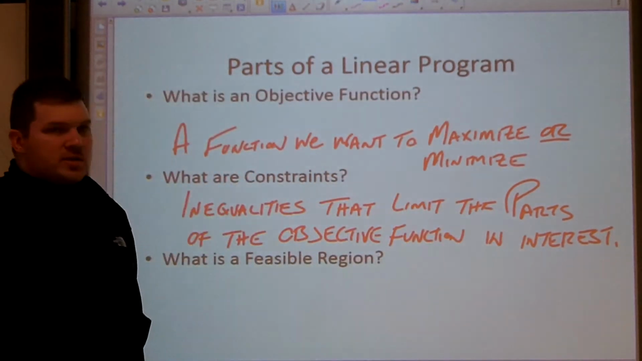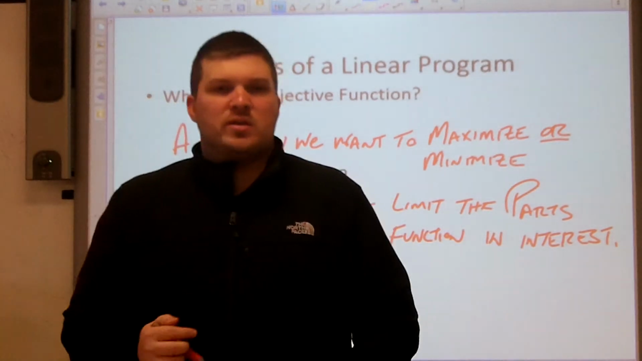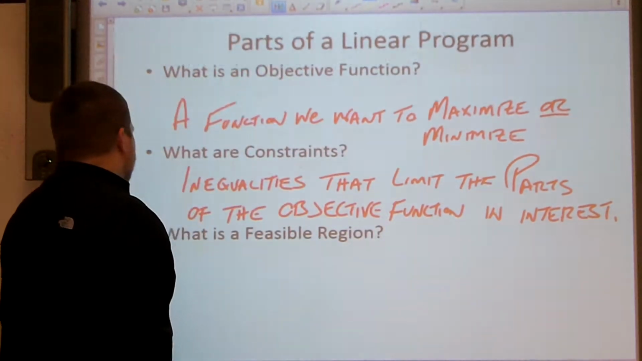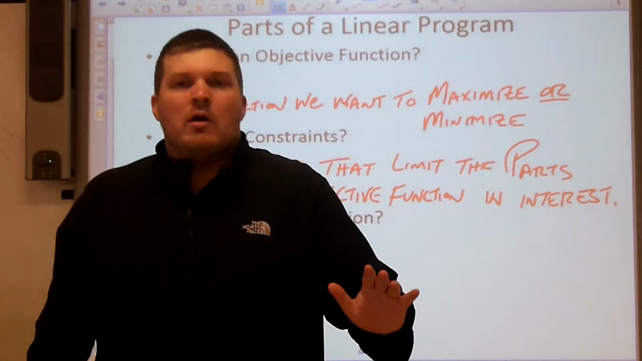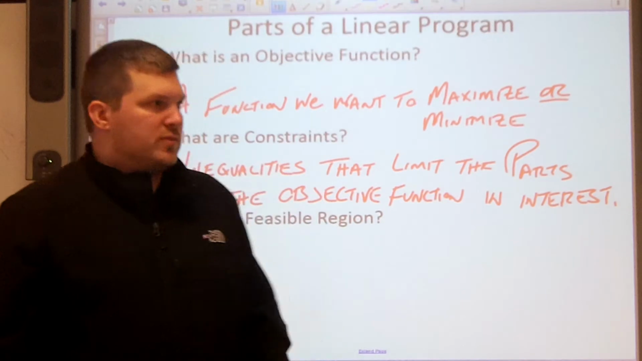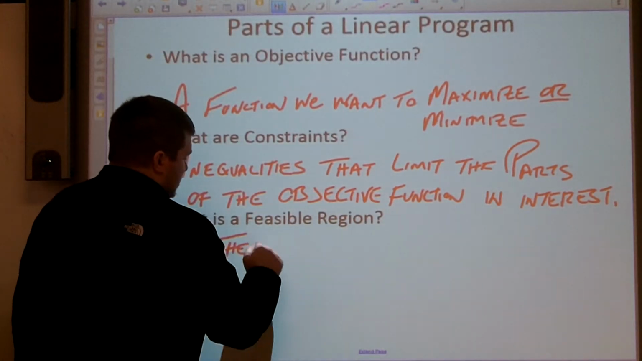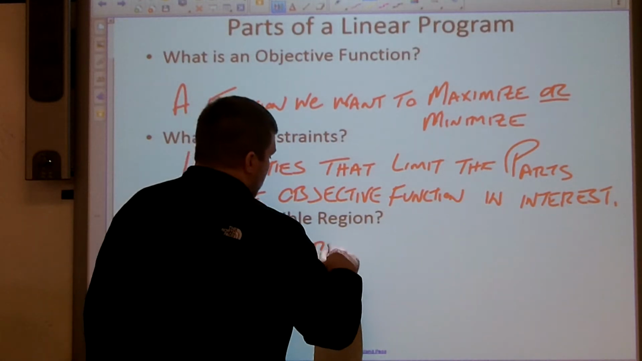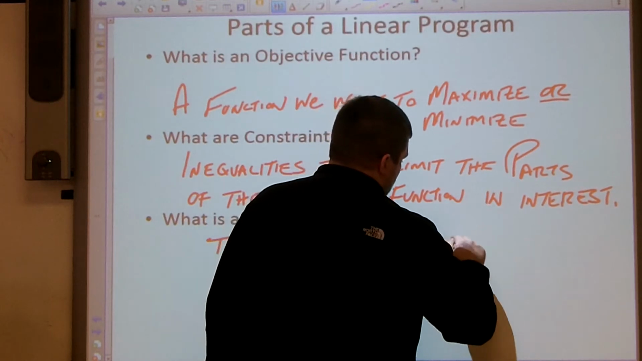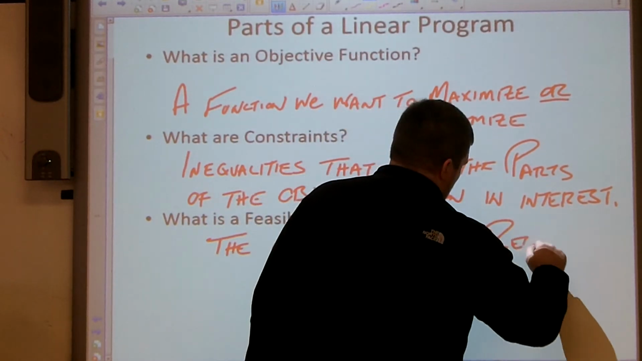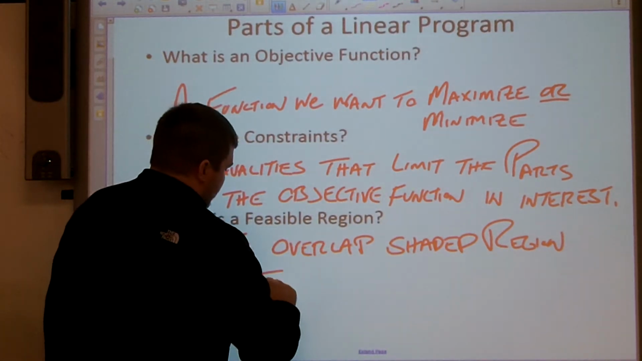Okay, and then what's a feasible region? Well, a feasible region is going to be the shaded region that satisfies all the inequalities. So what we're going to have is a system of inequalities, and like we did in the previous video, we're going to shade and solve that system of inequalities by shading, looking for the overlap region. So the overlap shaded region that satisfies all constraints.